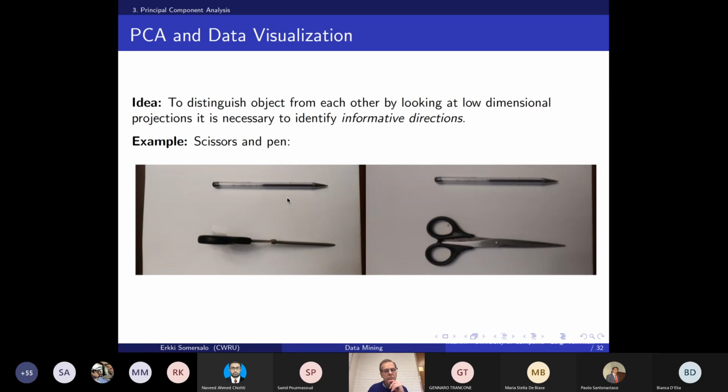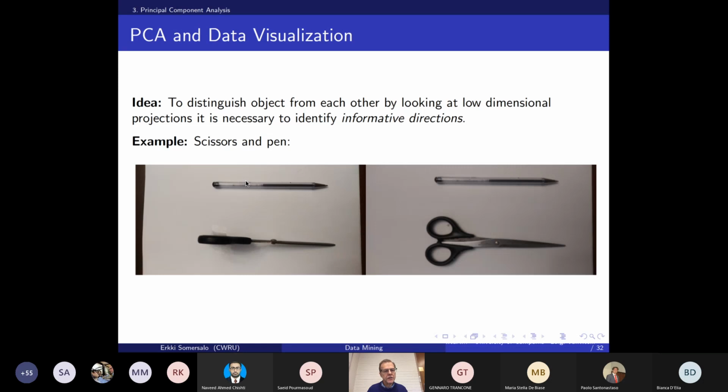So here is an example. Suppose that you are looking at shadow images of two objects. So here is a pen and scissors. And so you would like to understand what your data represents. In this case, it's the scissors and the pen. So if I'm taking the projection like in the figure on the left, you see that the pen and the scissors look pretty much similar.